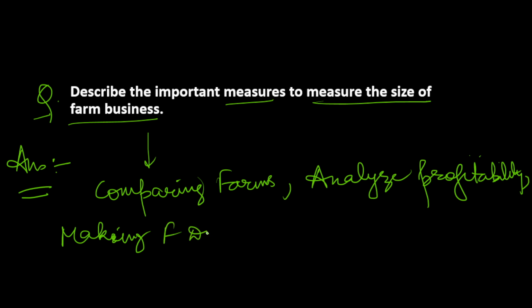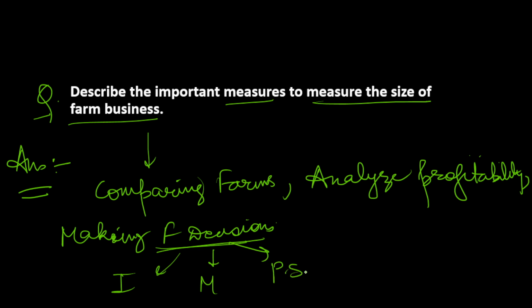It can also help in making farm decisions, like how to use machines, what policy support is being offered by government. So all these things are the things by which we measure the size of farm. These are the requirements, that is why we need to measure the size of farm, and measuring it will help us in these things: comparing farms, analyzing profitability, making farm decisions. That is why we need to measure the size of our farm business.